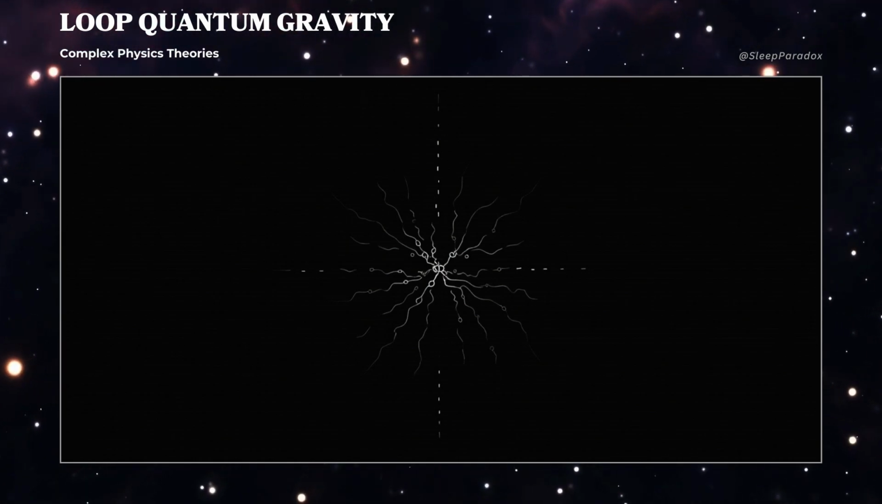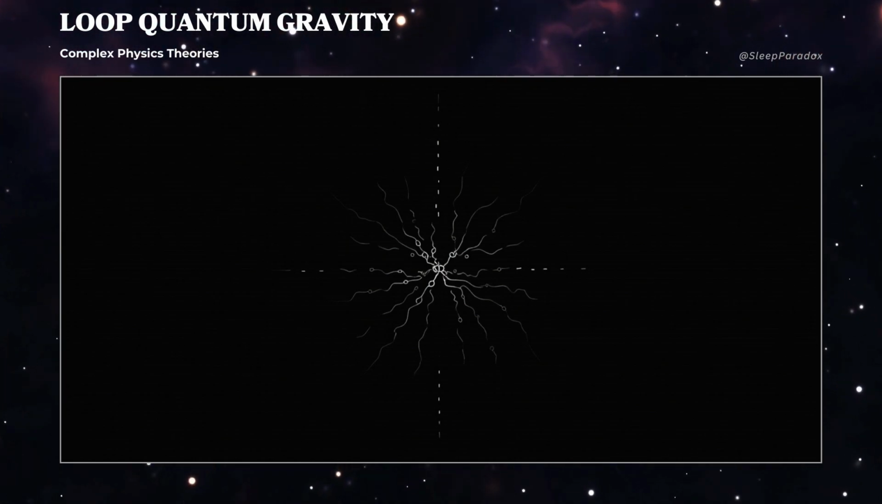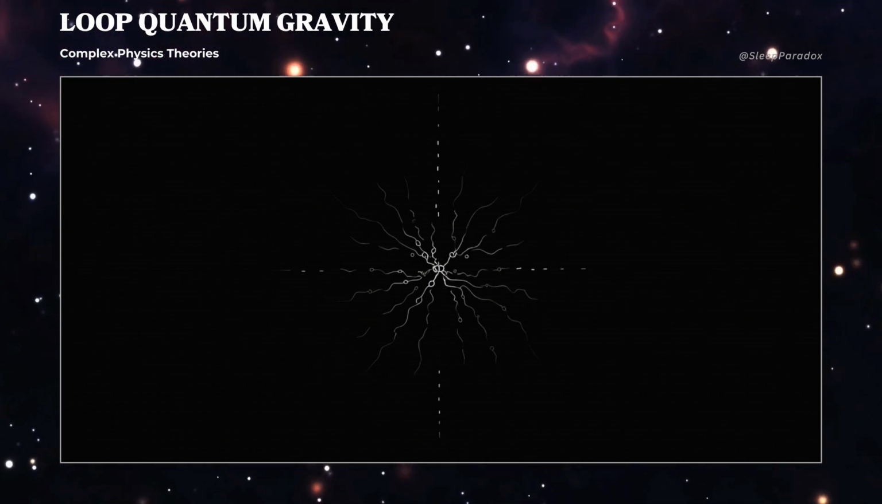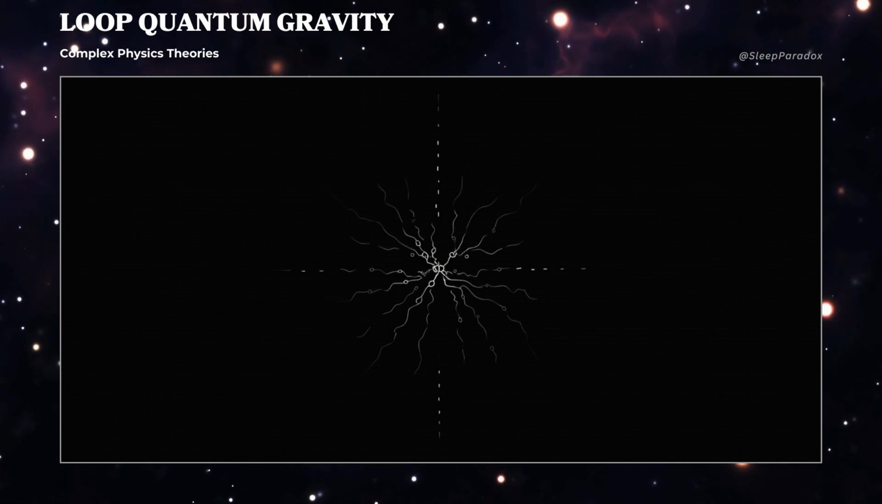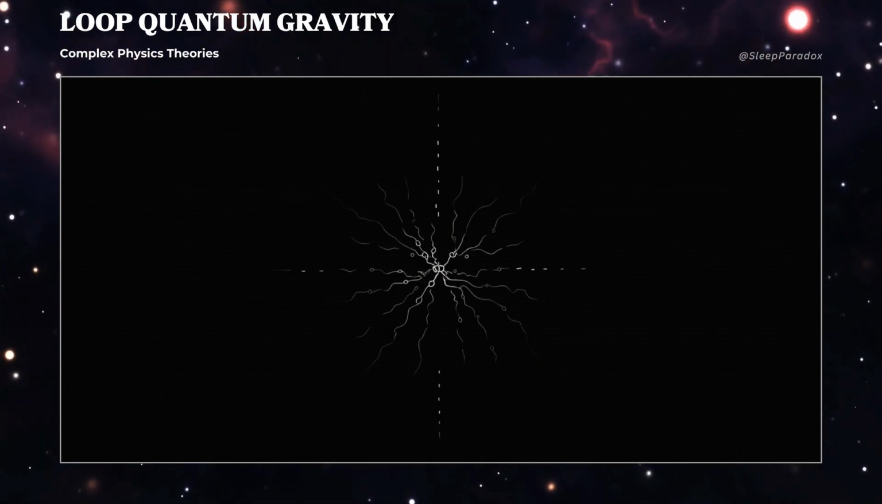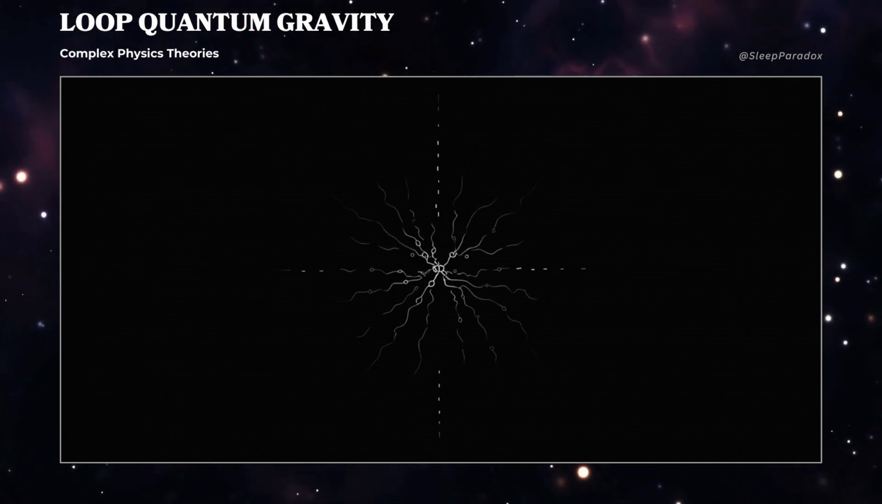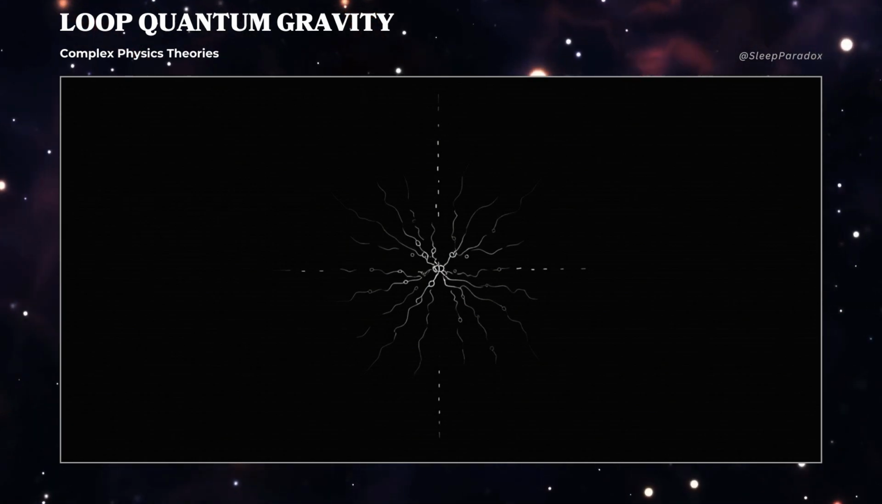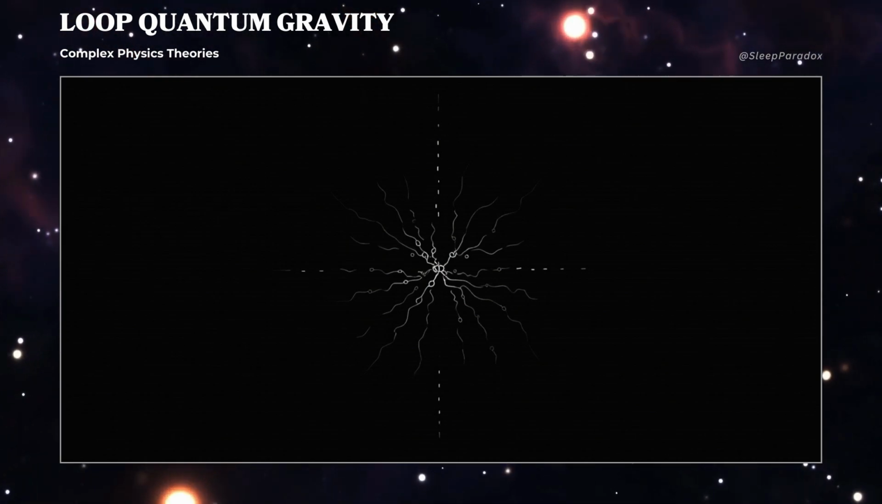Loop quantum gravity is not yet a complete or unified theory. It does not currently explain all the particles and forces seen in nature, and it has not yet made specific predictions that can be tested experimentally. But it provides a mathematically consistent and conceptually elegant framework for thinking about quantum space-time.